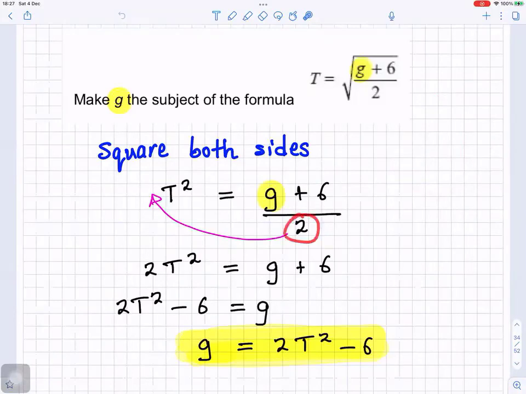So the 2 divided by 2 goes to the left, it becomes times 2. So 2t squared equals g plus 6. We want to get g on its own, so we remove the plus 6. Opposite of plus 6 is minus 6. So it's 2t squared minus 6 equals g.